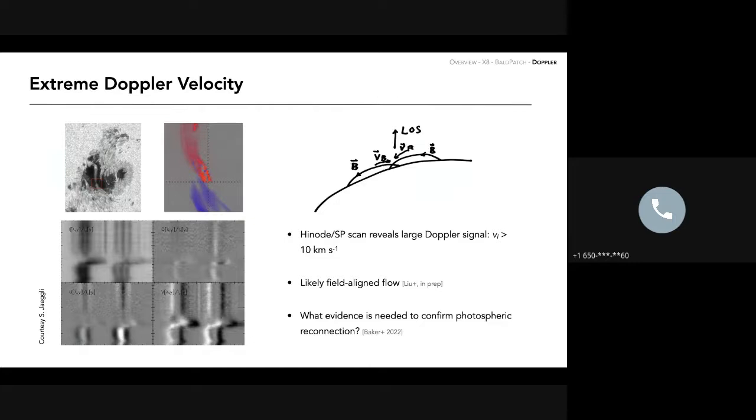So our interpretation at this moment is that most of the flows are actually parallel to the magnetic field lines. And given that there's a rapid transition from downflow to upflow, there is probably some kind of reconnection going on there. That warrants more study.